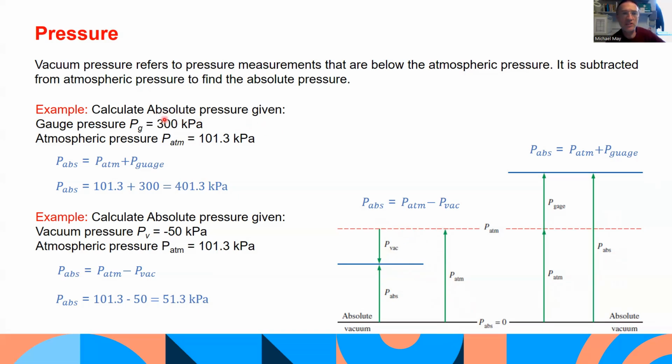Calculate the absolute pressure given a gauge pressure of 300 kilopascals and an atmospheric pressure of 101.3 kilopascals. Simply add the two of them together. Second example, calculate absolute pressure given a vacuum pressure of minus 50 and an atmospheric pressure of 101. So we take the vacuum pressure away from the atmospheric pressure, and get the absolute pressure in those terms.